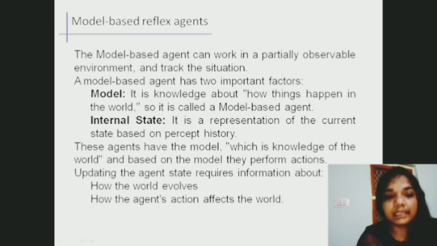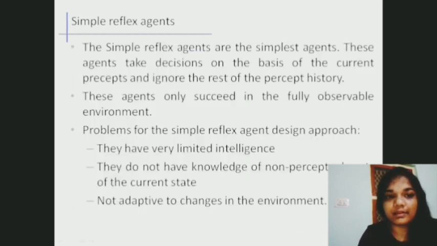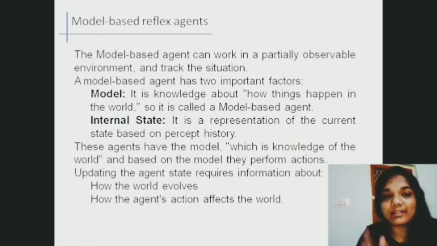Fine. And the internal state. One important factor is the model, and the second important factor is the internal state. What happens in the internal state? It is a representation of the current state based on the percept history. What we have seen in the simple reflex agents is that they were taking the decision just based on the current environment, and they would not take into consideration the previous history. But if we talk about model-based reflex agents, they will take actions based on the current state as well as based on the past situations or past history. This is how it is better than the simple reflex agent.